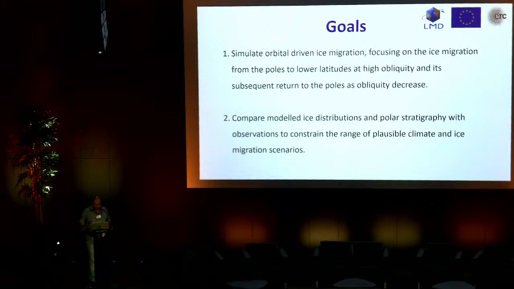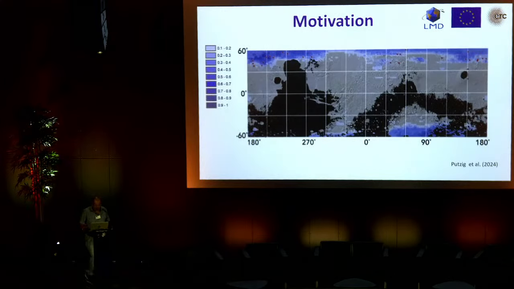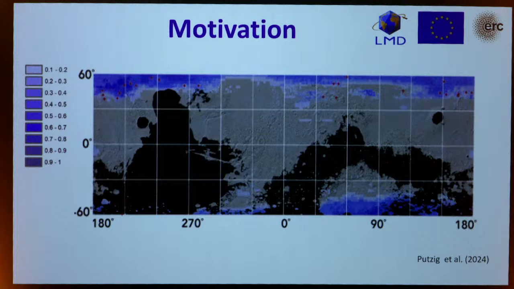Eventually, we also want to be able to compare the ice distribution and the polar stratigraphy that we get with observations, to constrain the range of plausible climate and ice migration scenarios, because we can change a lot in the parameters in the model, and this can have a strong effect. So the motivation of this work is quite simple. As you see, everywhere we look on Mars, we see either ice, subsurface ice, or glacial remnants of ice features. We want to understand when this ice goes, where it goes, and how it returns following the orbital configuration.